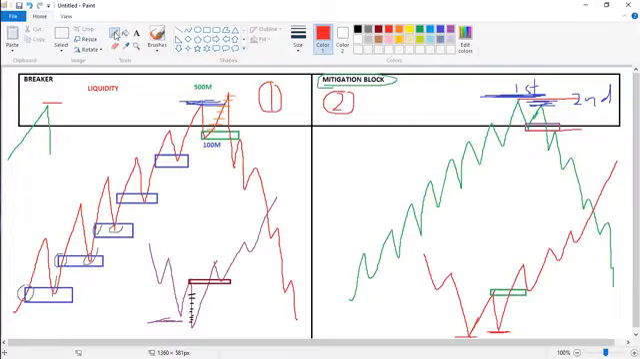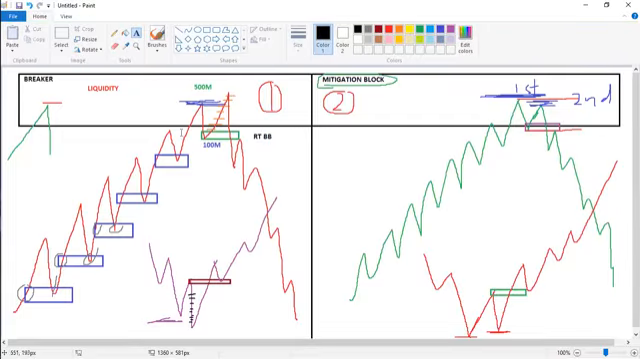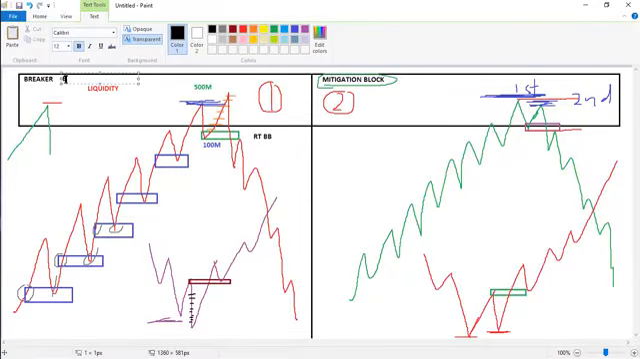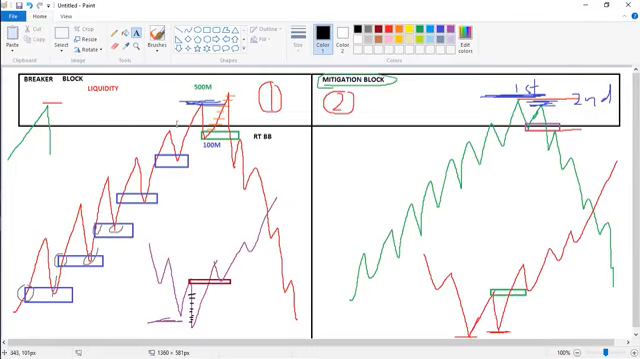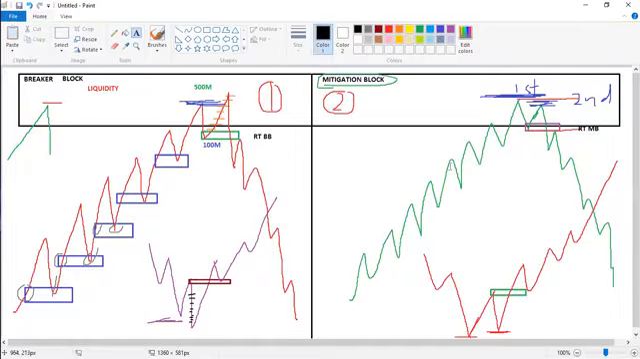So when price comes back here to the breaker, we call that a return to RTBB, return to breaker block. When you see me write BB, double B, it means breaker block. Like order block, mitigation block, breaker block. So return to BB. This is a return to mitigation block, MB. And most of the time you see that the order block before BMS was here.